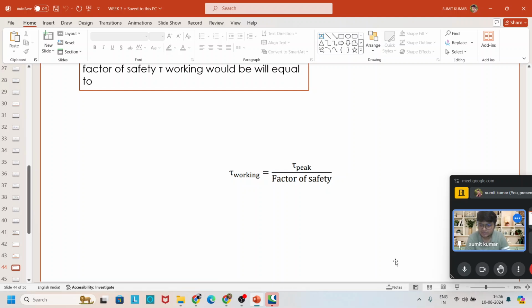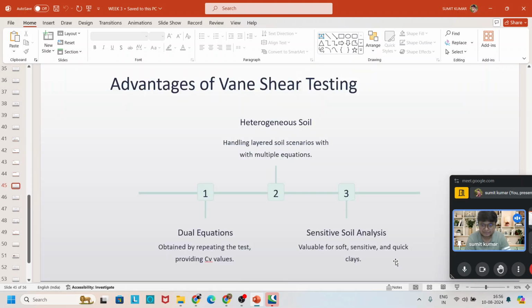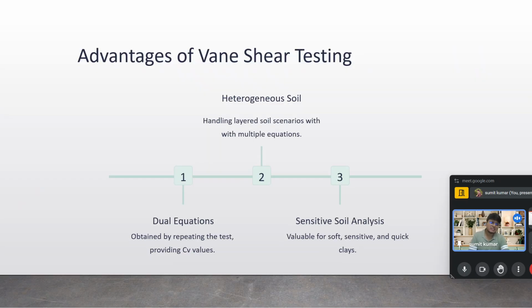Okay, now we talk about the advantage of the vane shear test. There must be some advantage, that's why we are using it. Otherwise, we already have another test with us. Why are we doing the vane shear test?